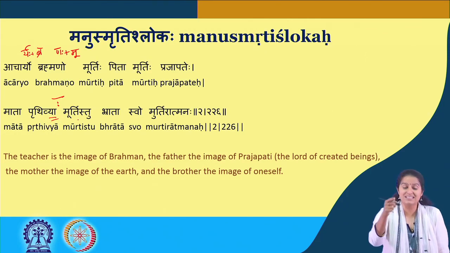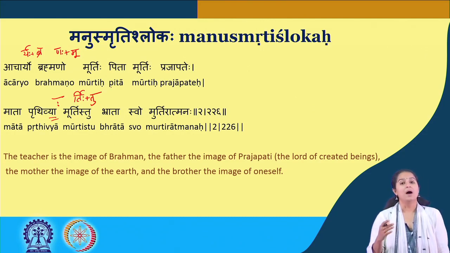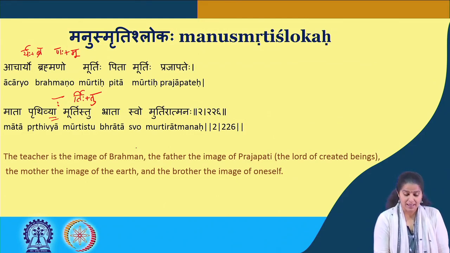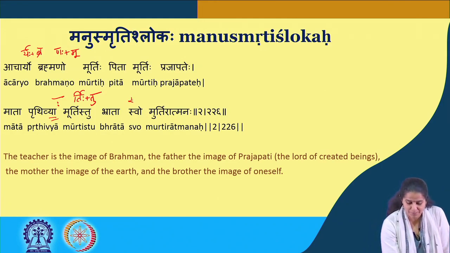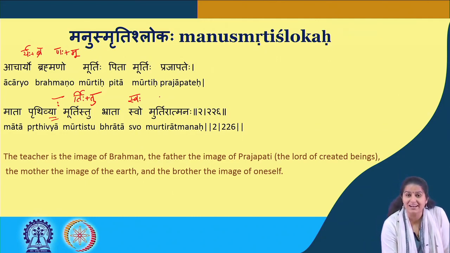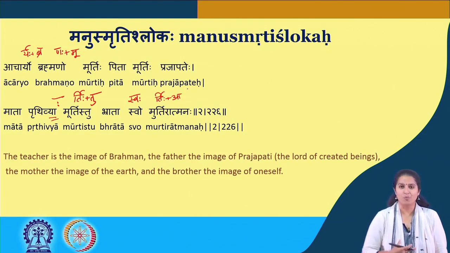Prithivyah Murtistu. So that would become Murtih plus tu, and then the mother is the image of the earth, and finally Bhrata Svo Murtir Atmanah. So Svo, can you recognize? Uttamam. So it is Svah, of oneself. Murtir Atmanah, break it up for me. Murtih plus Atmanah. Uttamam. So he's an image of oneself.